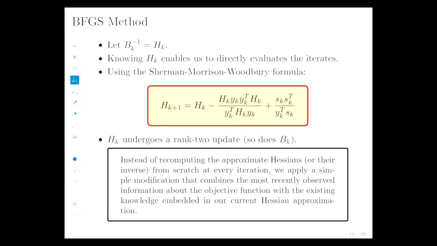So really the take-home message is that instead of recomputing the approximate Hessian or its inverse from scratch every single time, we can apply a simple modification that combines the most recent observed data with everything that we know. So we keep embedding. We don't need to store everything in the past. We combine things as we go forward. And this gives us an update for our Hessian approximation.